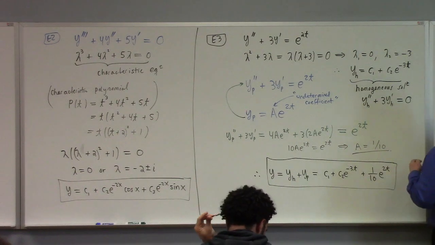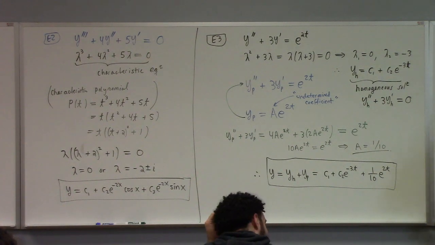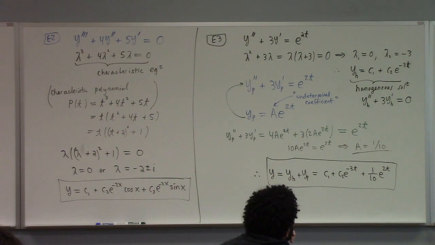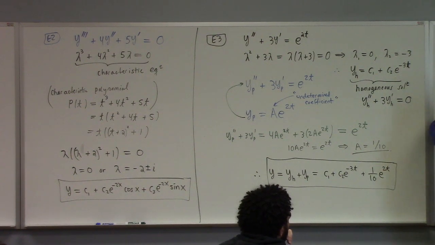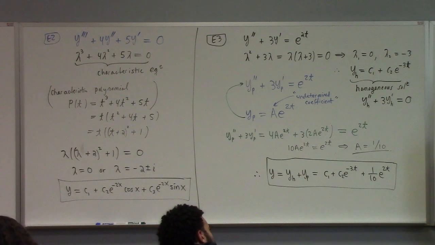So how about this? What if I wanted to solve y'' + y = t² + 3? Can we solve this? I'll start you out. This gives me λ² + 1 = 0, so λ is plus or minus i, which tells me that my homogeneous solution should have the form c1 cos t + c2 sin t.